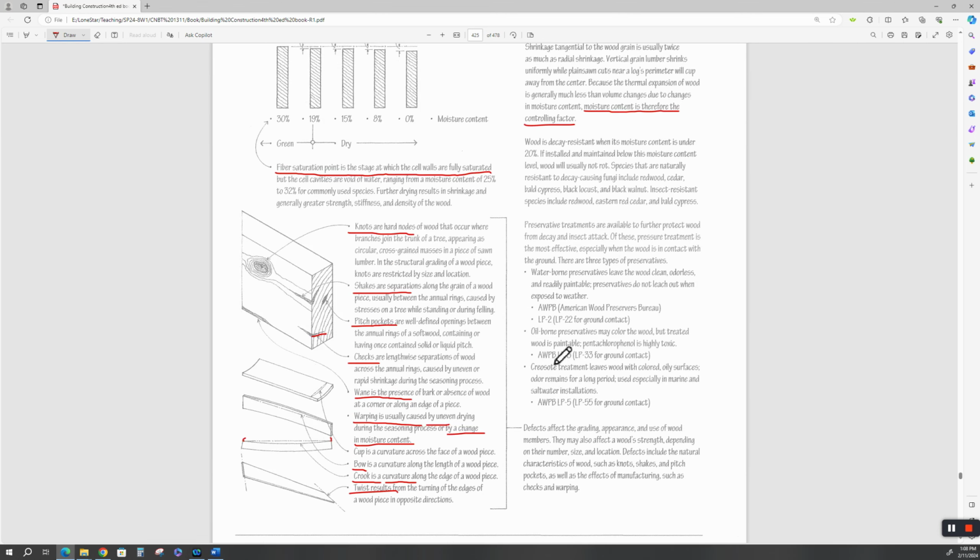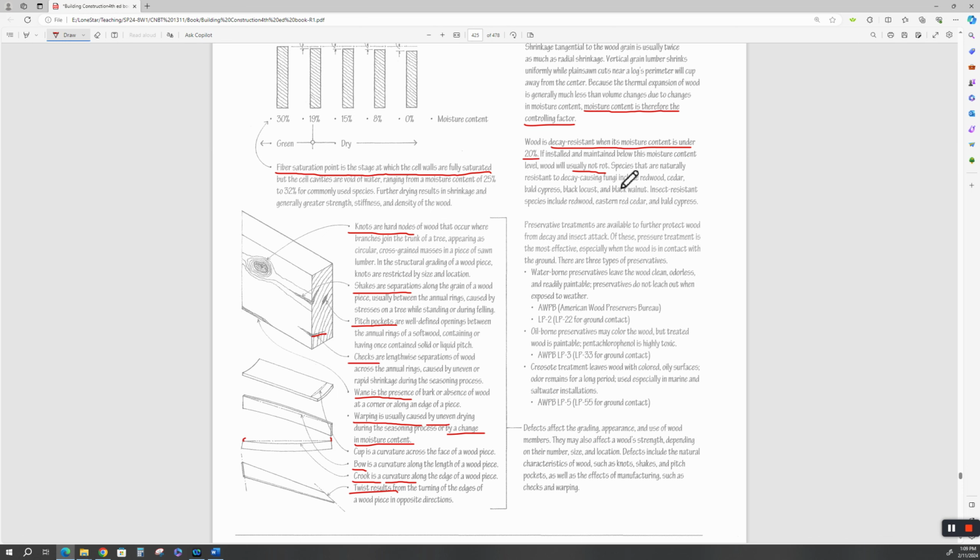All right, let's go back up here. Wood is decay resistant when its moisture content is under 20%. If installed and maintained below this moisture content level, wood will usually not rot. Now, dry rot is not just dry. There has to be some element of moisture. They call it dry rot because it's not submerged in water, but in the space in which that wood is encapsulated, there's moisture. We talked about moisture in walls, and getting an air space to get the moisture out. But if you can keep everything below 20% moisture content, it will usually not rot. That doesn't mean it won't, but it usually will not.